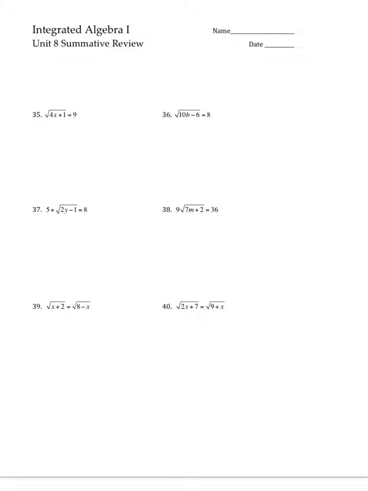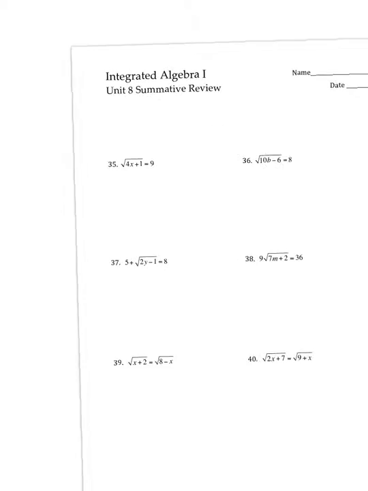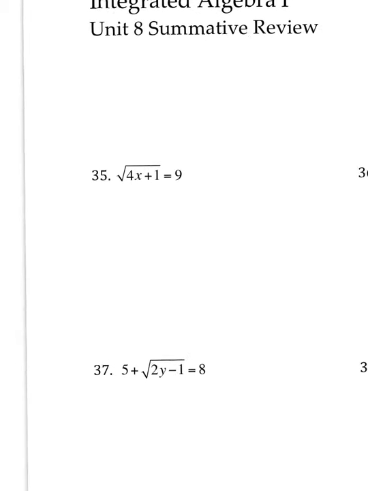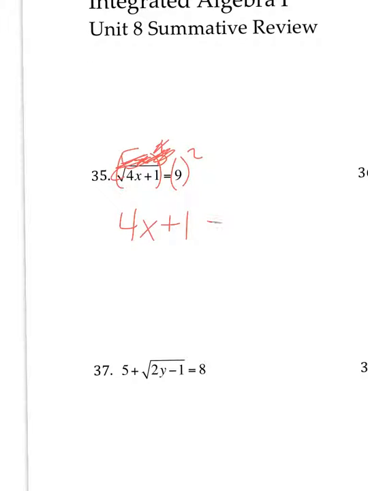Equation time, back page, 35. When you're dealing with a radical in an equation, you got to get rid of it. The way to get rid of it is to square, because they undo each other. It's like the 2 and the square root, like undo each other. They're gone. It's just 4x plus 1 equals, now it's 81 over here because we had to square both sides.